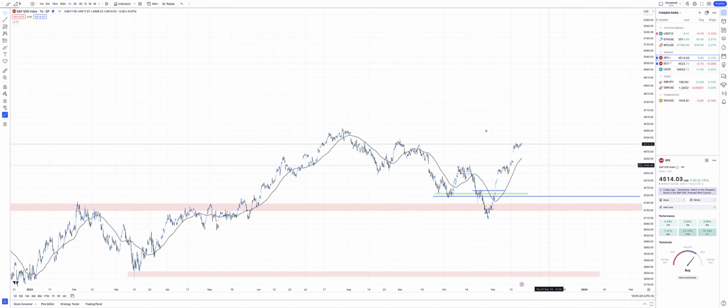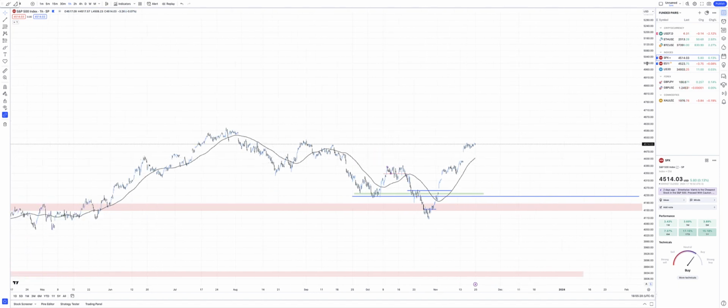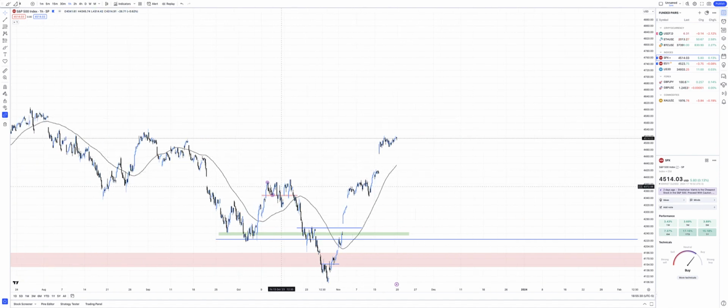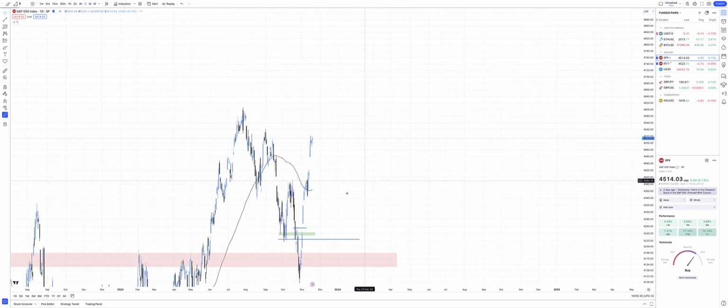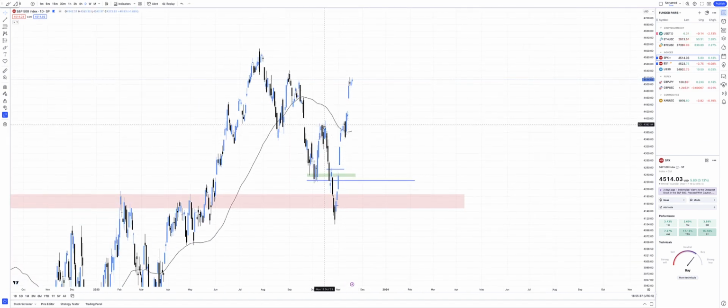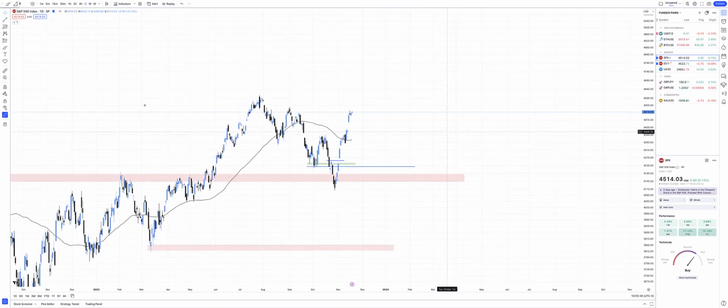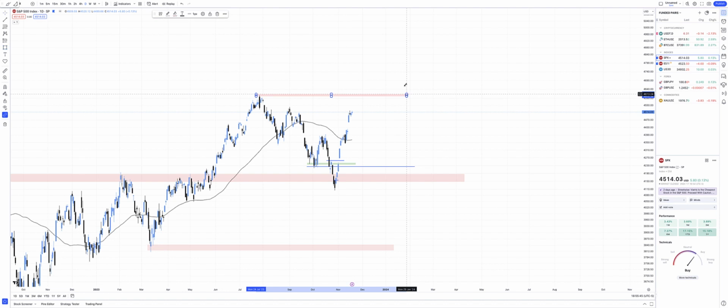Alright guys, so we are looking right now at the S&P 500, and you can see on the daily time frame we broke the previous high. So we've broken this high. What we're looking for now for the S&P 500 is a reaction either here and right here. So we're in between this range right here, right?